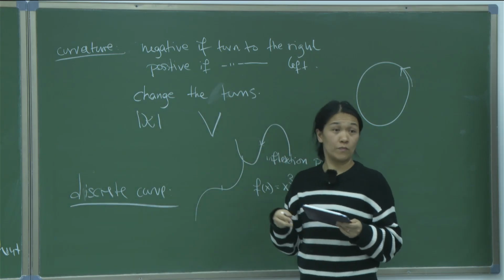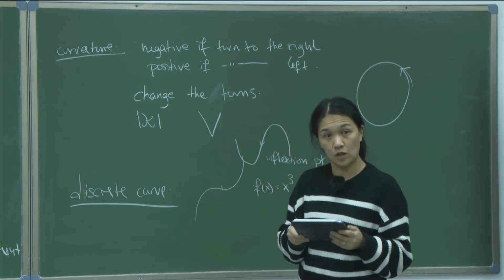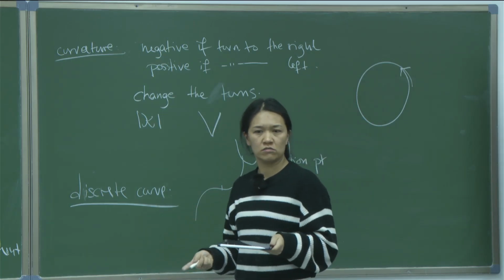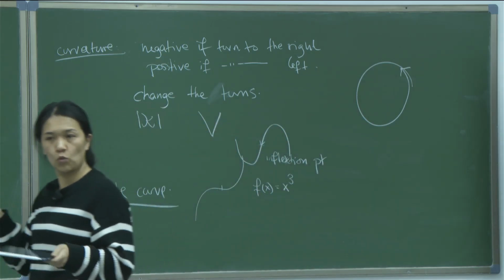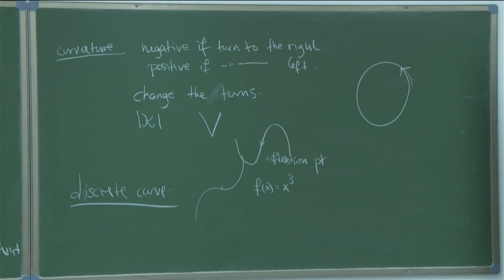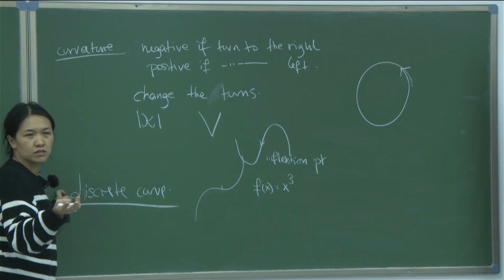Okay, what could that be? And why would we want to do that? Why would you want to have discrete curves? Okay, why? We want to discretize. Wait, but what is discrete in Chinese?